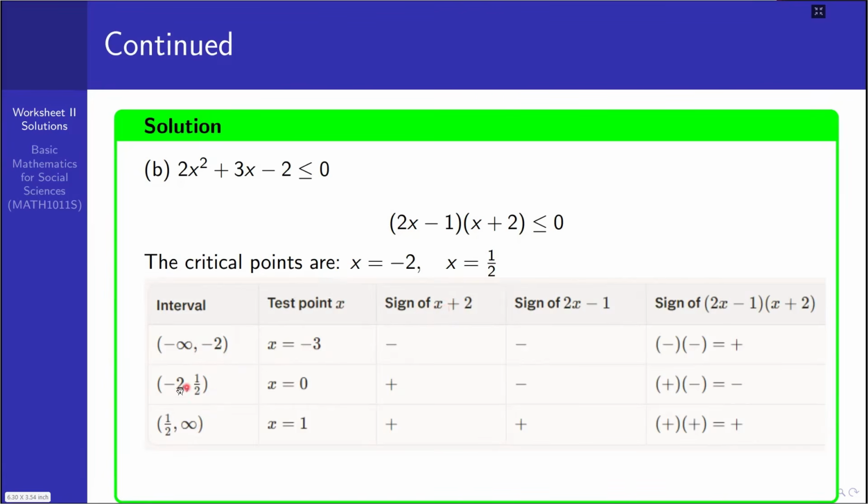which is greater than -2 and less than positive 1 over 2, for example 0. If you substitute 0 here, x plus 2 becomes positive. Similarly, the factor x plus 2 within the interval 1 over 2 to positive infinity is positive. Similarly, the second linear factor, that is 2x minus 1, within the first interval is negative, then positive.